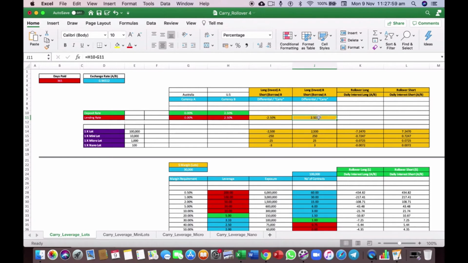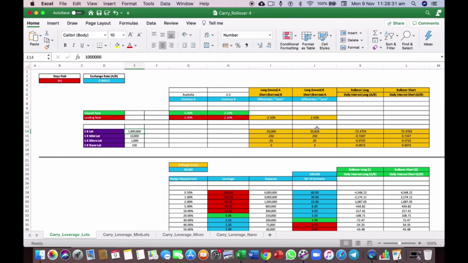So before you get into a trade, you go into this spreadsheet, you type in the difference between the two countries' interest rates. You can choose how much you're trading. So if you're trading one lot, obviously that's 100,000 units, or if you're trading 10 lots, you could type in 1 million units, for example, and that's going to tell you how much you're going to be paying out of your account every day, or how much you're going to be receiving into your account every day.